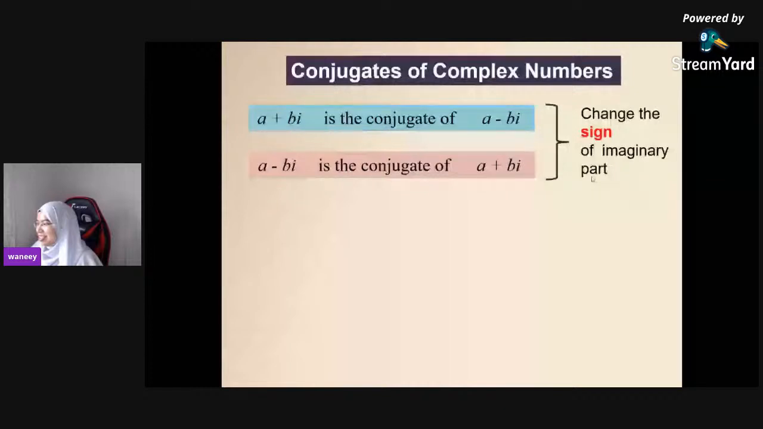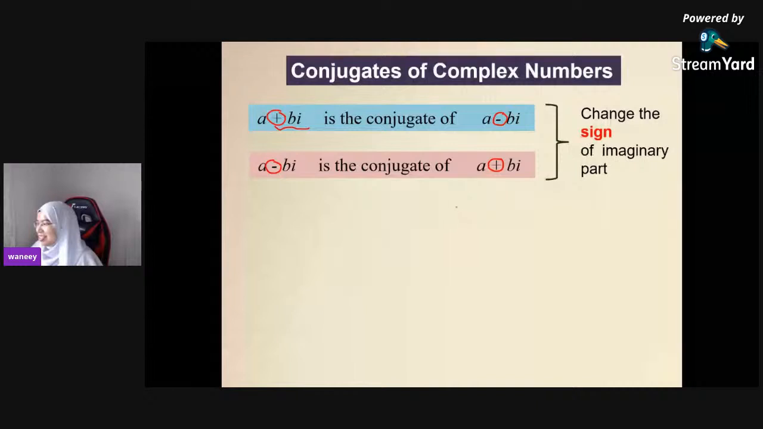Okay, so here, this is our imaginary part. So instead of having a plus, we change it to become minus. This is a minus, we change it to become a plus. So this is what we mean by conjugate. Ataupun kalau kata bahasa official dia, it is actually a reflection for the real axis. So yang tu nanti kita tengok dekat exercise dekat GeoGebra.